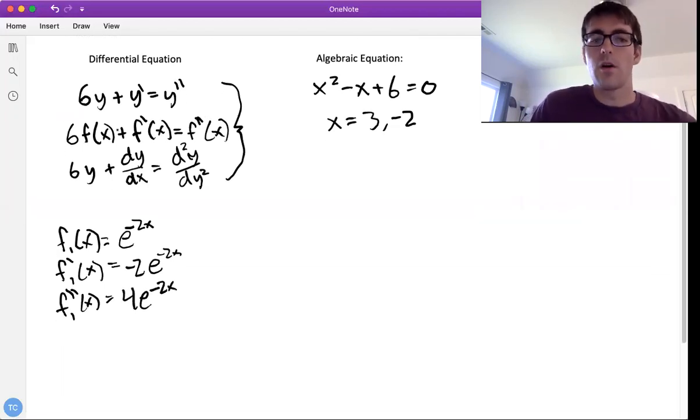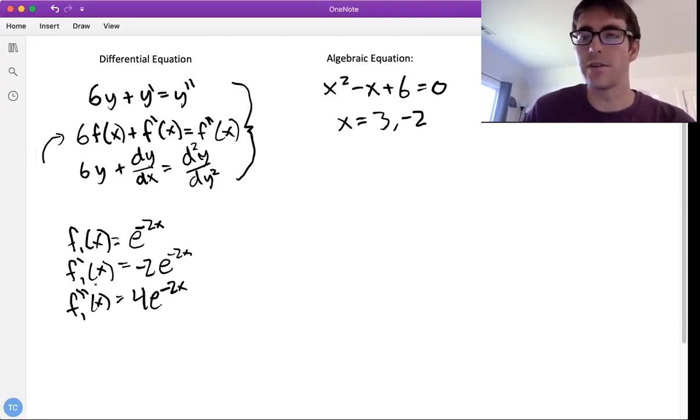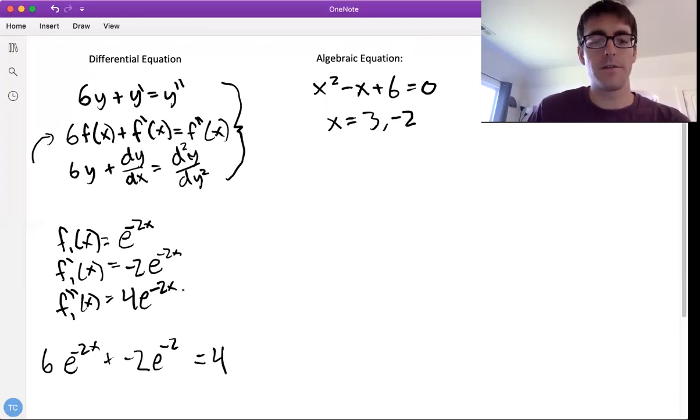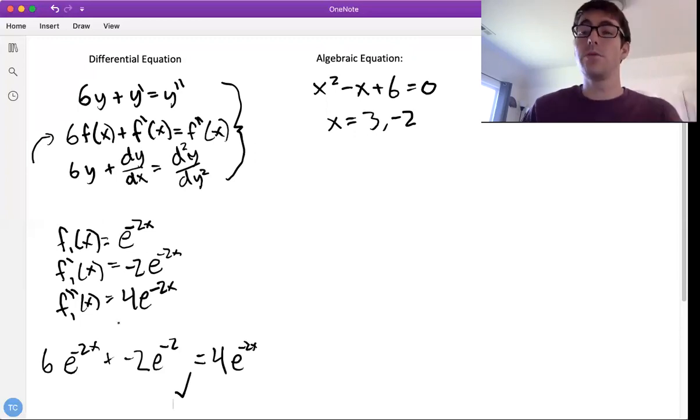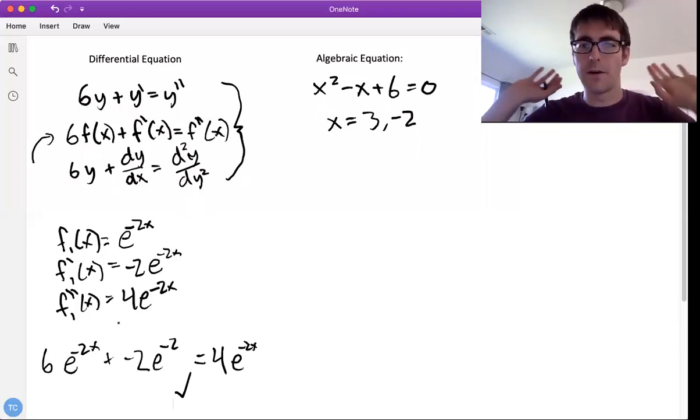Now, if I were to plug these into the equation in question, it would be any one of these forms, but I'm going to use the middle one because I already started using f notation. 6 times e to the negative 2x, so 6 times our function, plus negative 2 e to the negative 2x, our first derivative, should equal our second derivative, 4 e to the negative 2x. And we can see that, yes, this does in fact hold. Therefore, this f1 of x is a solution to the differential equation. That's our goal. So for the rest of the semester, we're talking about differential equations.